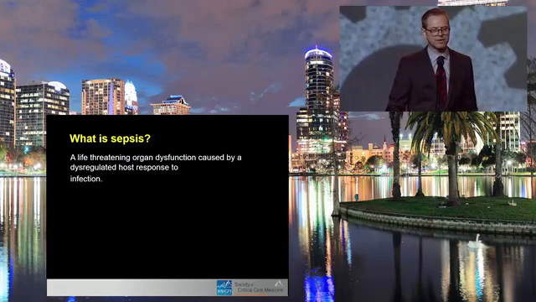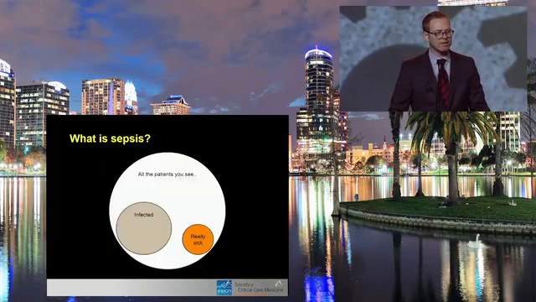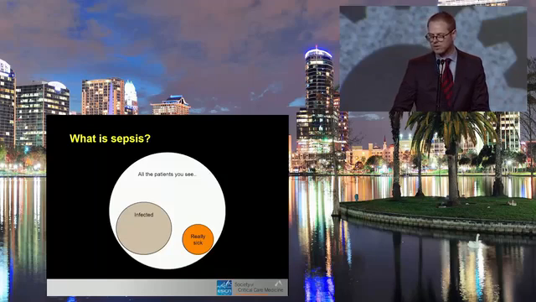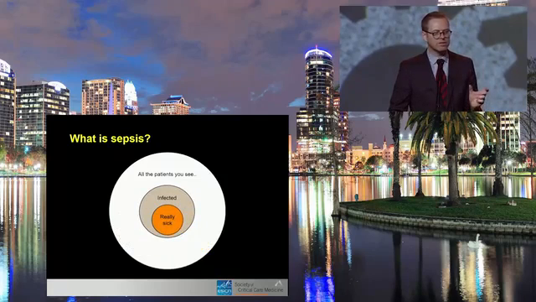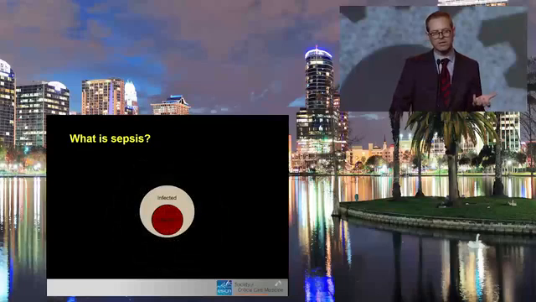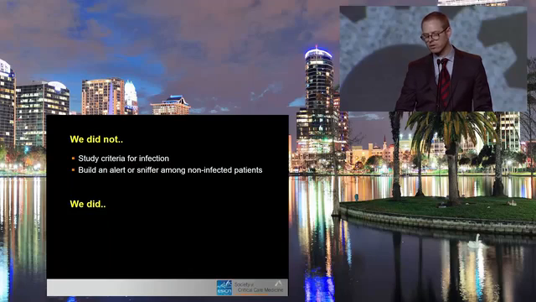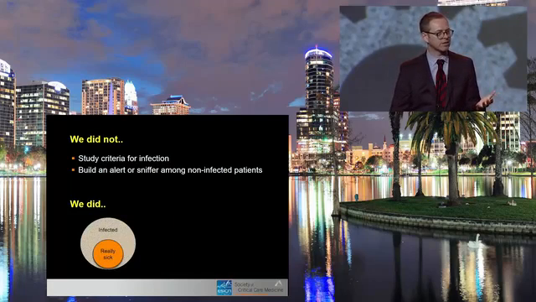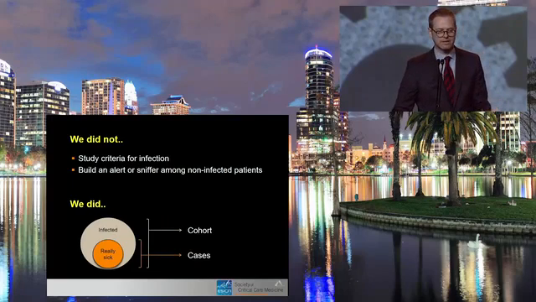But when thinking about clinical criteria, we propose that what we're really asking is, among patients with suspected infection, who is really sick? Another way, if you think about all the patients that you encounter in the hospital in the white circle, there's a proportion of those in tan that have infection or suspected infection. And within that group, there's another smaller group that's really sick. And those are the ones that we conceive of as being septic. We did not search out new criteria for infection, nor were we planning to build an alert or sniffer among patients without infection. But rather, we started with a cohort of patients with suspected infection shown in the tan circle. That's the cohort. And then we investigated cases who were really sick.